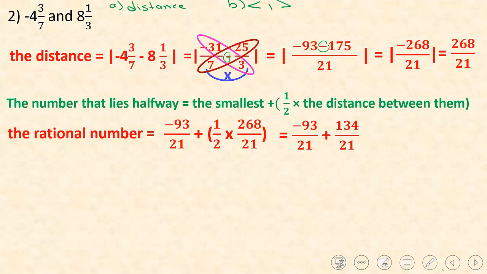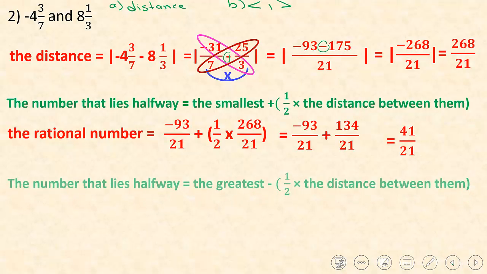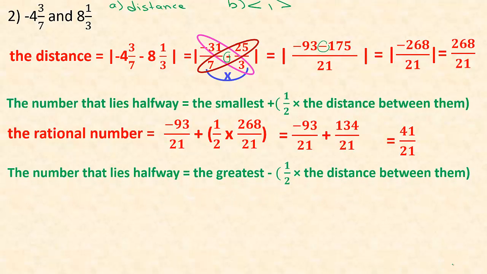Having the same denominator, it's easy to find the addition of those two rational numbers. It equals 41 over 21 in the simplest form. So 41 over 21 is the rational number that lies halfway between the two numbers. And it is the same if I want to find it from the greatest side, but here I am going to use the greatest number minus half times the distance.